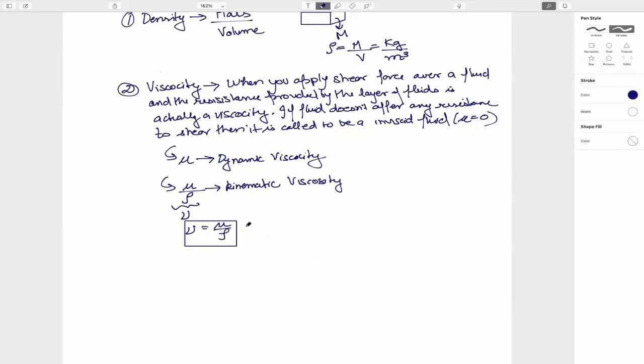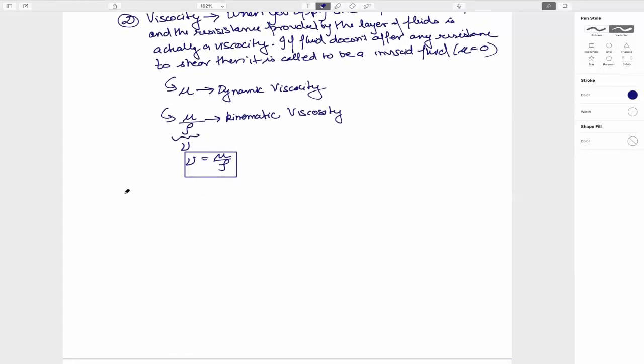So when the density of the fluid is changing, then we generally use the kinematic viscosity for the understanding of the fluid dynamics. So that is viscosity divided by density.